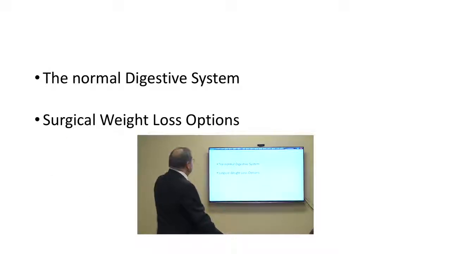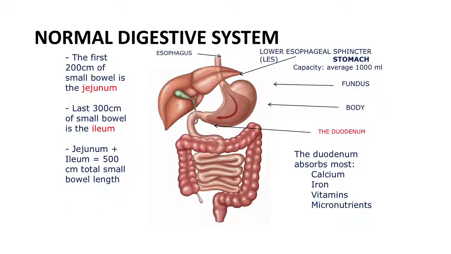Now we're going to move on to the anatomy. We're going to go over the normal digestive system first, and then what we do to change it so it works to make you lose weight. Here we go. I know you all know about this, but it's always good to refresh it.